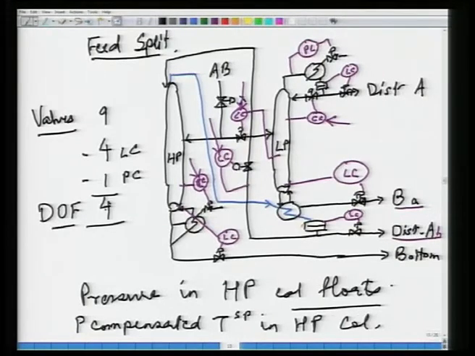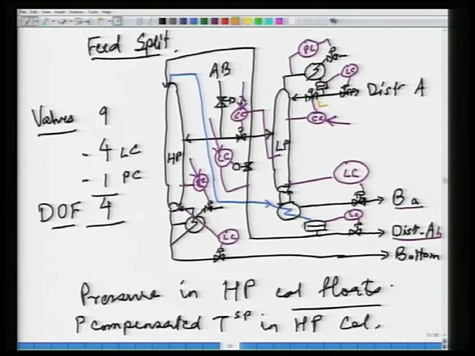And if I look at what those degrees of freedom are, essentially the reflux into the LP column, this guy. How do I say this? If I want to look at the degrees of freedom, how much reflux am I putting back into the column?